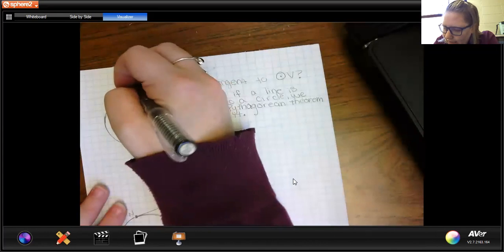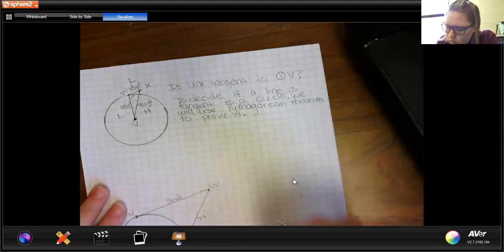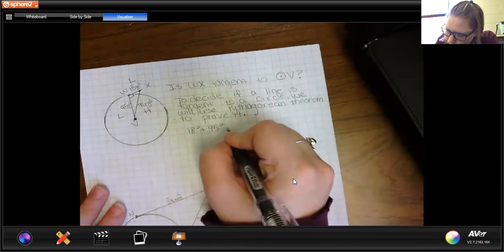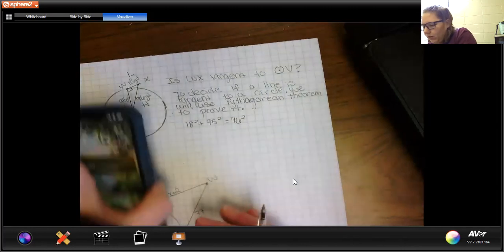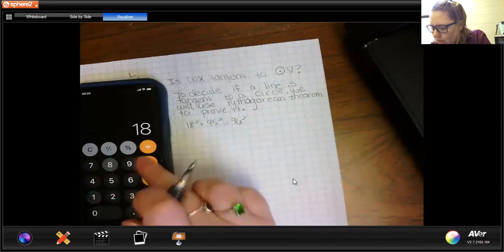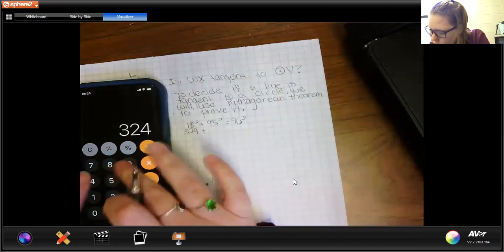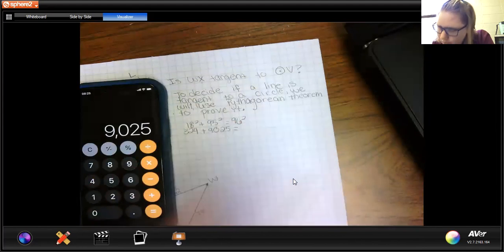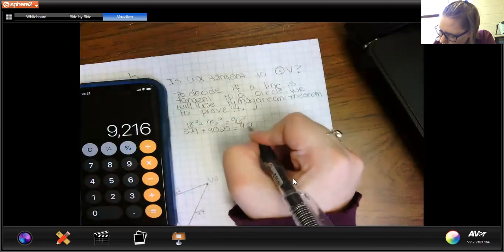So 18 is a leg, 95 is a leg, and 96 is the hypotenuse. So it should be 18 squared plus 95 squared equals 96 squared. I have no idea if this is true, so I'm going to go figure it out using a handy dandy calculator. Okay, so 18 times 18 for 18 squared, 324. 95 times 95, wow, 9,025. 96 times 96, 9,216.